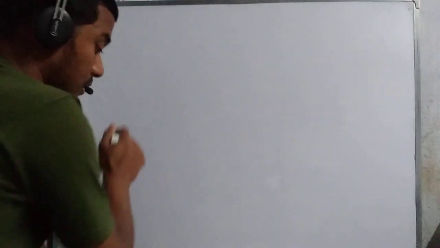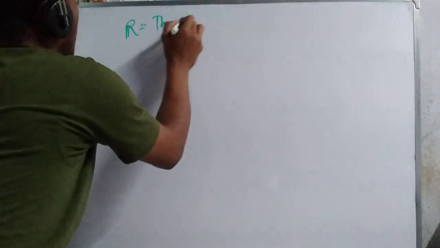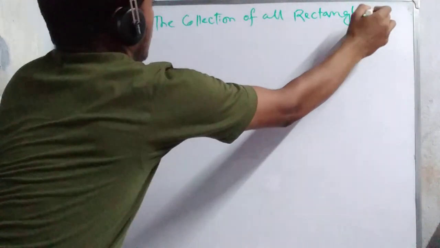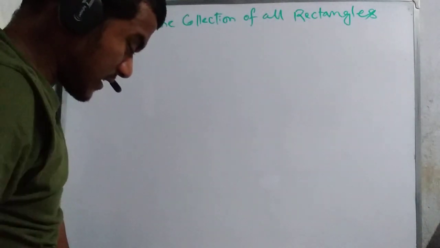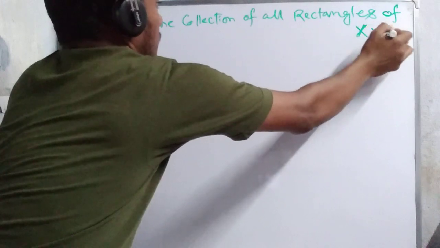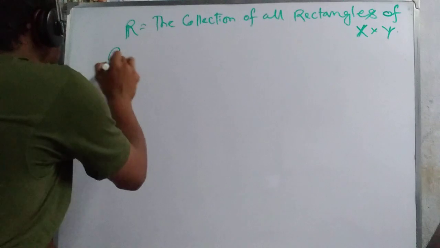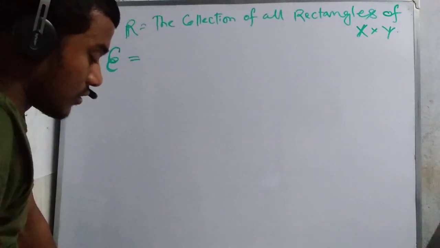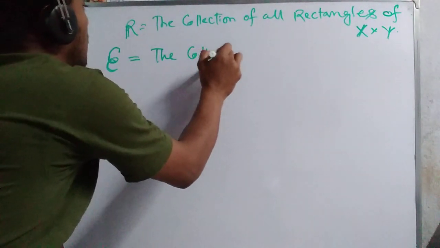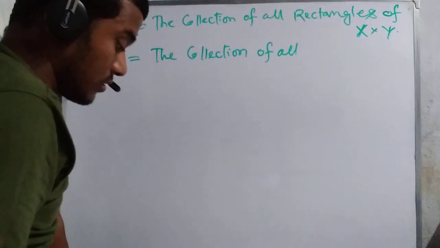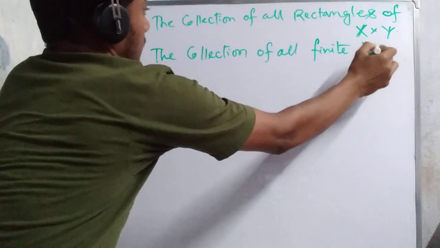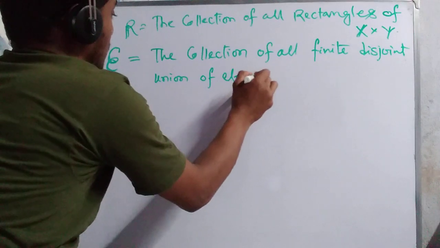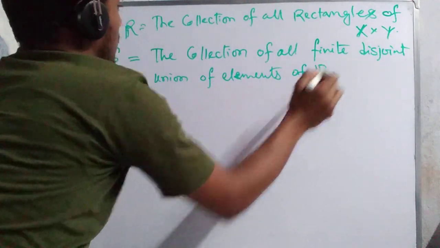Let R be the collection of all rectangles of X Cartesian product Y. And here this epsilon is the collection of all finite disjoint unions of elements of R.